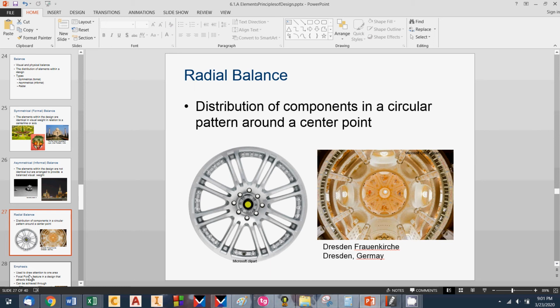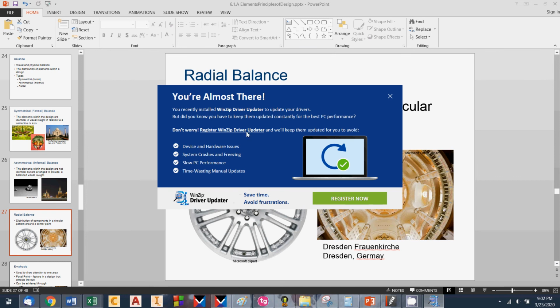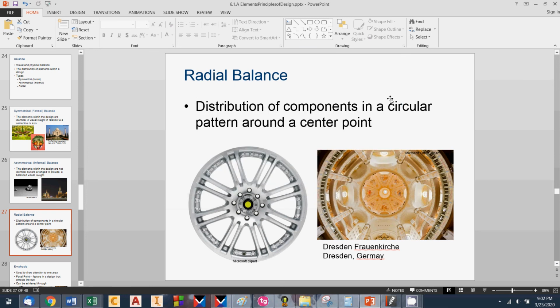You see that the spokes of the hubcap are radially arranged around the center. We also have this view looking up at the ceiling of a cathedral, and you see the pillars and windows and artwork on the ceiling all are arranged around that point. All right.